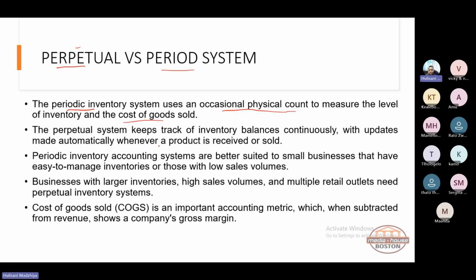And the perpetual system keeps track of inventory balance continuously, with updates made automatically whenever a product is received or sold. This is when we are using our accounting systems that are well built up. So when we capture our inventory once we receive it, it will show how much is in the warehouse, how much is in the shop, how much was actually sold, how much is remaining. If something gets stolen and we update the system, it will also automatically update that. So this one does not require much stock count.